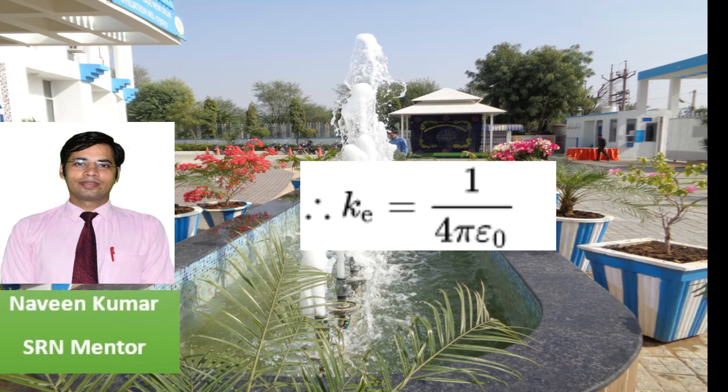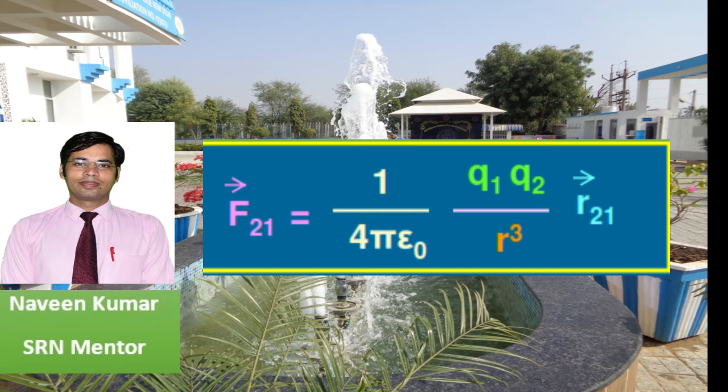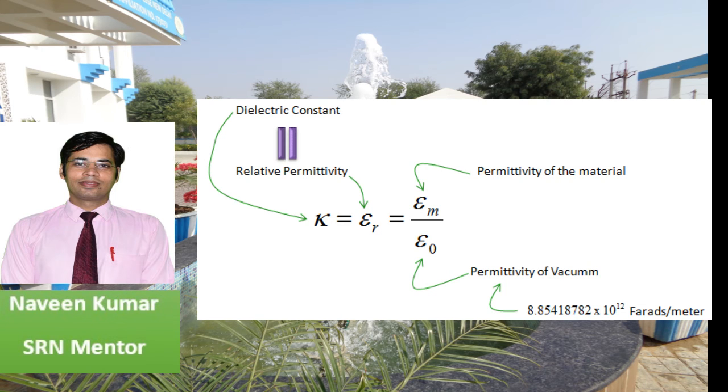If the charges are placed in a medium other than the vacuum with absolute permittivity epsilon, then we have F equals 1 upon 4 pi epsilon Q1 Q2 divided by r cube multiplied with the r vector. So here permittivity is a measure of how an electric field affects and is affected by a medium. For conductors, epsilon r is infinity, where this epsilon r is called the relative permittivity or dielectric constant of the medium.